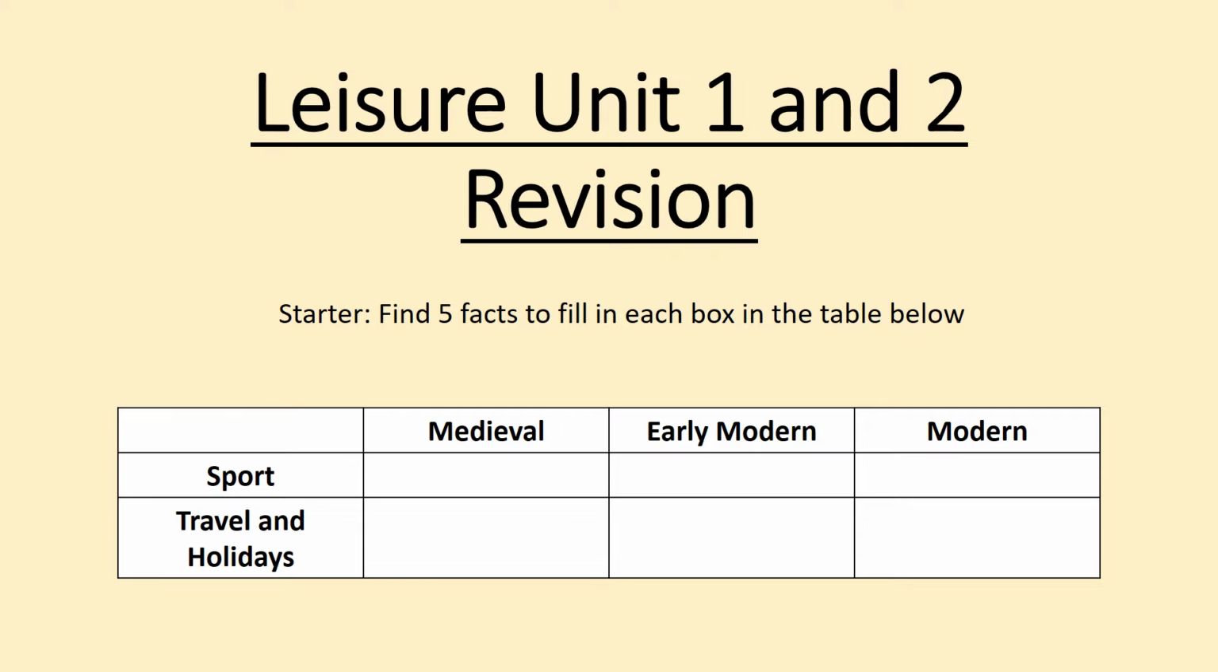So you're going to need to draw out this table, which is neatly divided into the medieval, early modern and modern eras that we study, and then the two units, sport and travel and holidays. You need to just bullet point 5 facts into each box to refresh your memory, just to make sure that everything you've learned, because all this stuff's been in lockdown, is at the forefront of your brain. So go ahead, pause the video and do this table in some rough paper or in the back of your books.